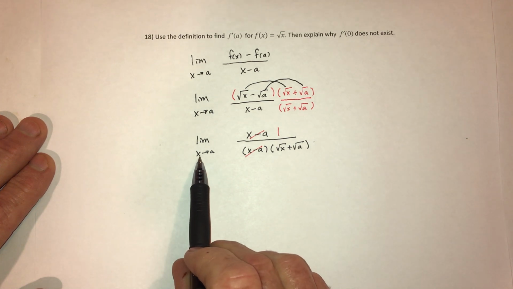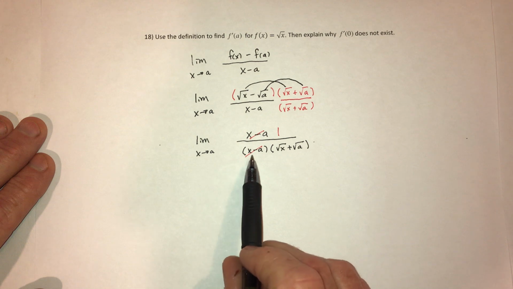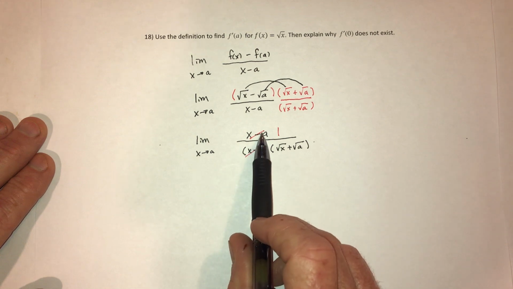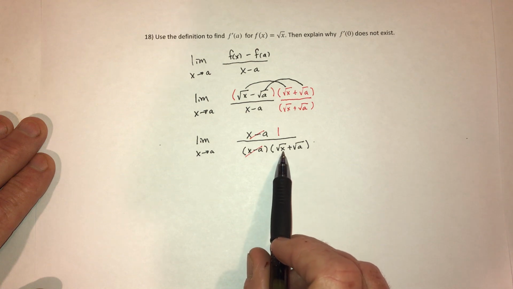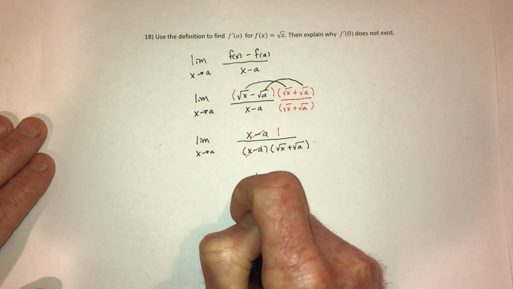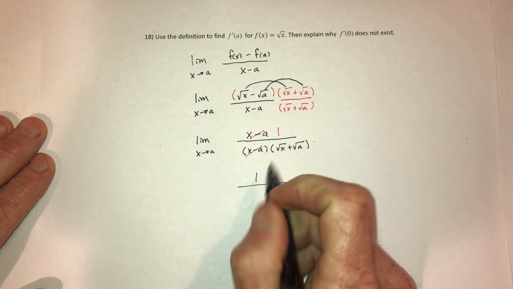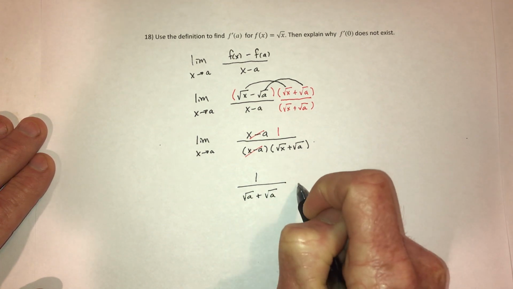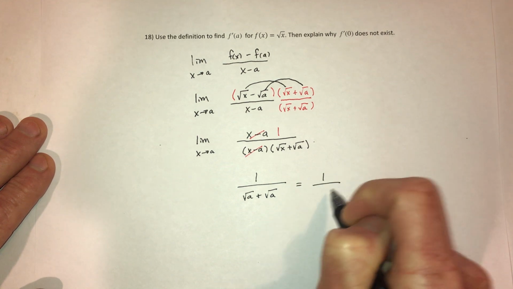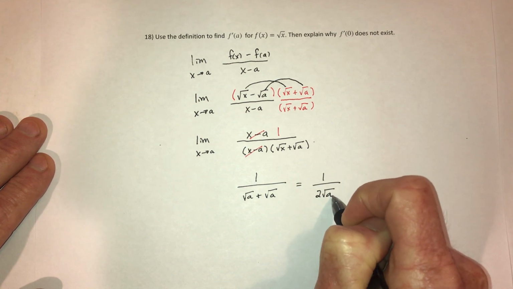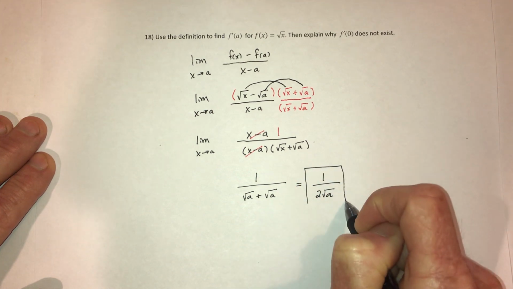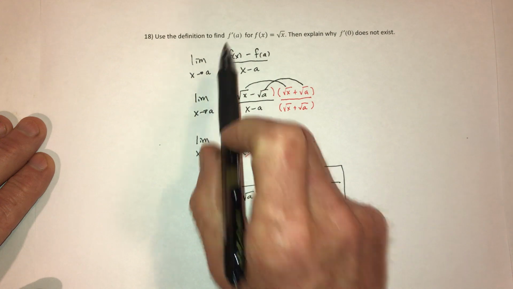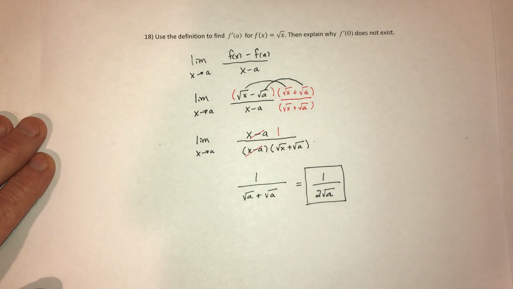Now I can have x become an a. I couldn't do it before because it would cause division by 0 right here. But now that that's canceled, I can go ahead and have x become an a. So it's going to be 1 over, and then this will become the square root of a plus the square root of a, or in other words, 1 over 2 times the square root of a. And that is that part of the question. Find the derivative at a.